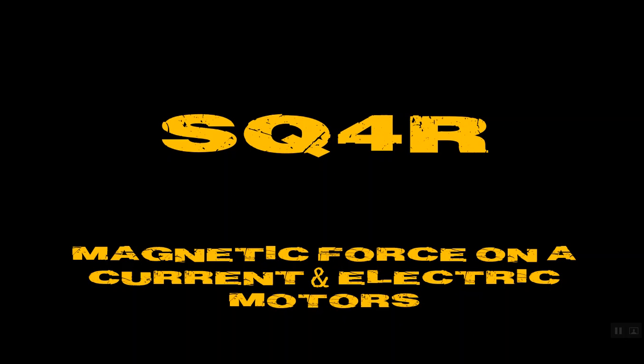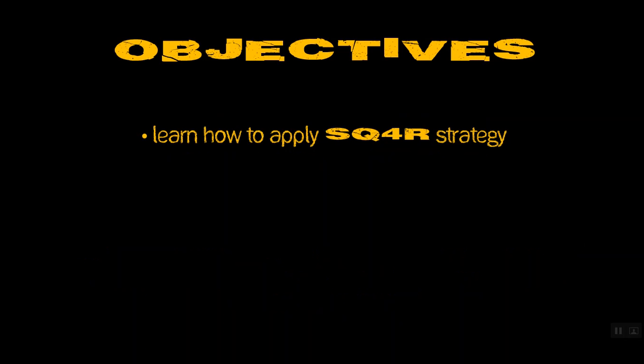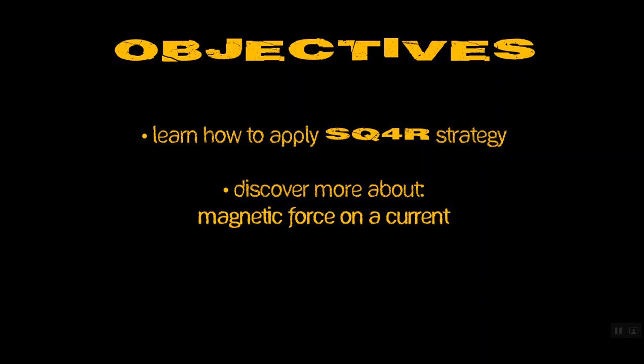Today we're going to continue with our emphasis on strategic reading, and we're going to look at the SQ4R strategy as we go through the next two chapters, which are magnetic force on a current and electric motors. So first things first, what are the objectives of this lesson? Firstly, to apply the SQ4R strategy. Secondly, to discover more about magnetic force on a current and electric motors.